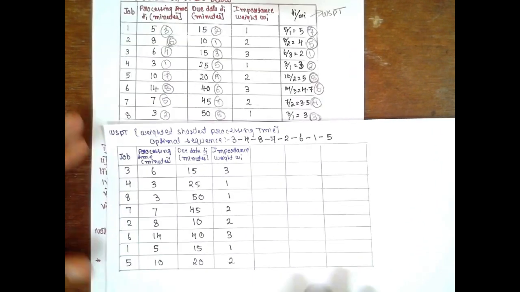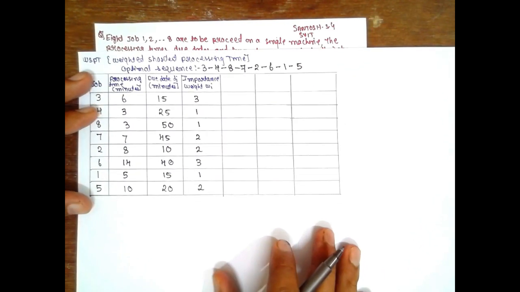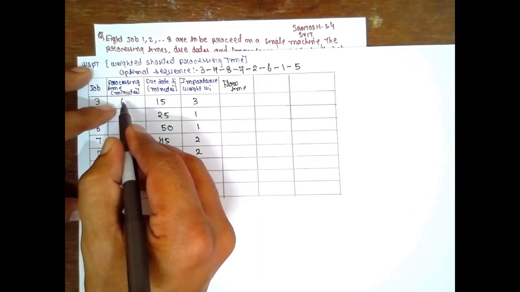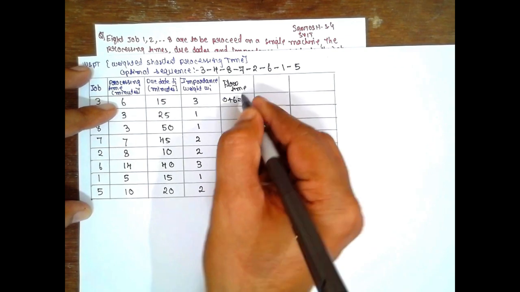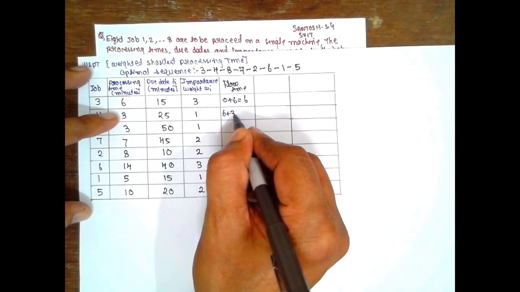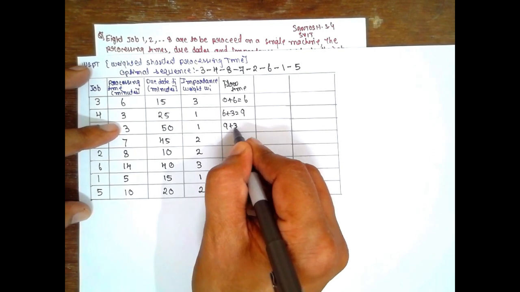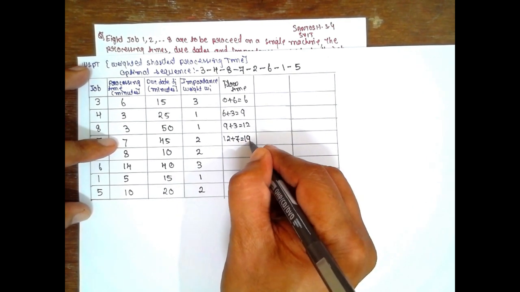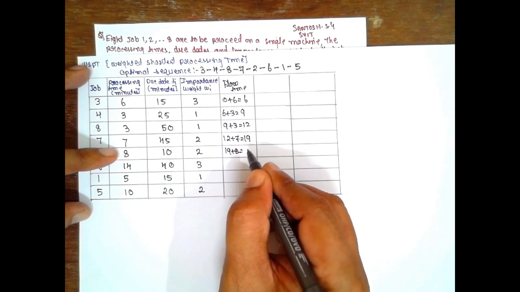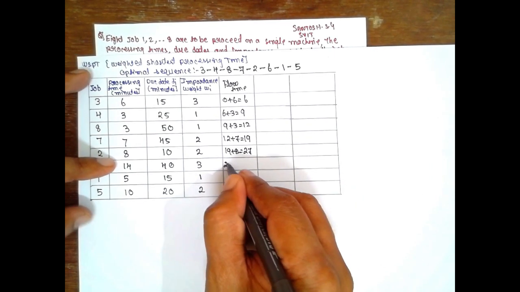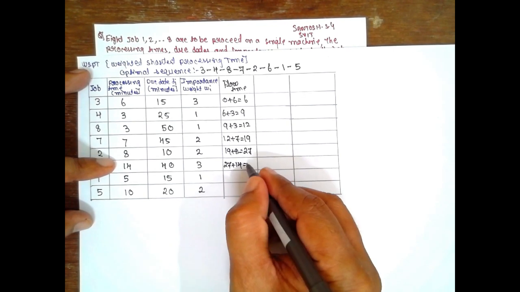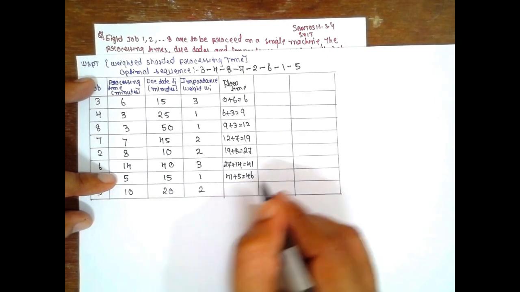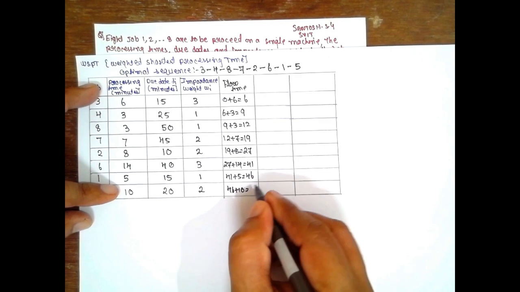Now go for flow time, based upon the processing. 0 plus 6, 6. 6 plus 3, 9. 9 plus 3, 12. 12 plus 7, 19. 19 plus 8, 27. 27 plus 14, 41. 41 plus 5, 46. 46 plus 10, 56.